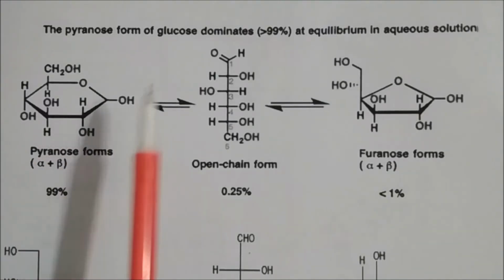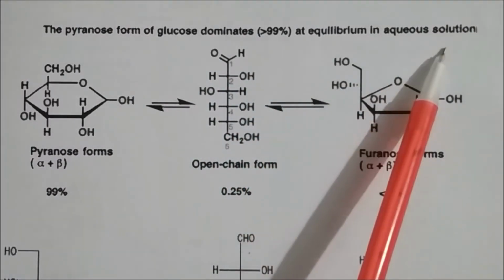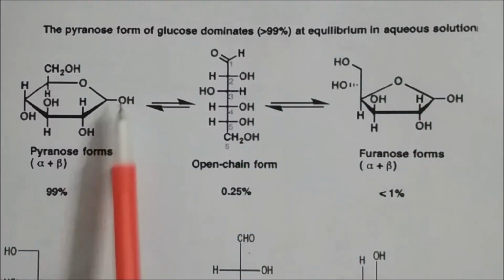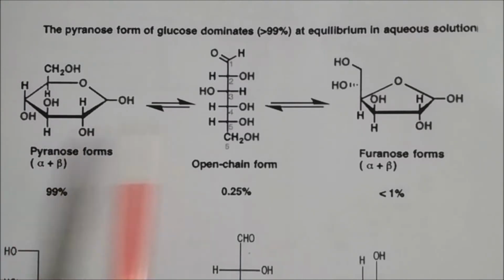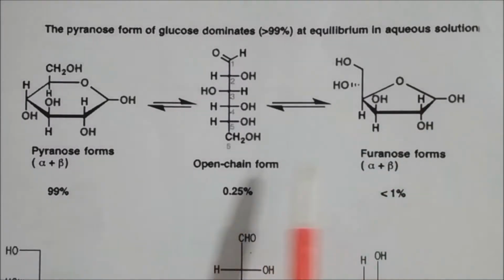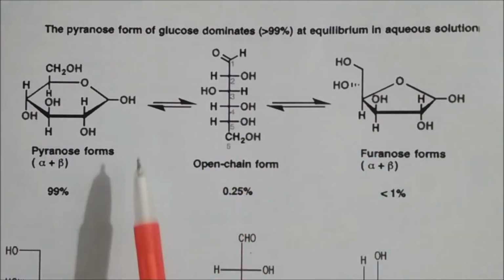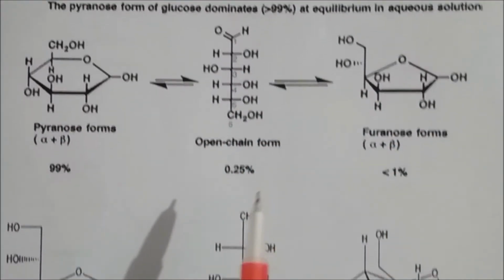The pyranose form of glucose dominates, at more than 90% at equilibrium in aqueous solutions. You can see here these pyranose forms. Both the alpha and beta forms are there, and the open chain structure is a very small amount, and the furanose forms are a very small percentage because they are not that stable. Both are glucose structures. So the pyranose is more stable, and these two are much less stable in aqueous solutions.